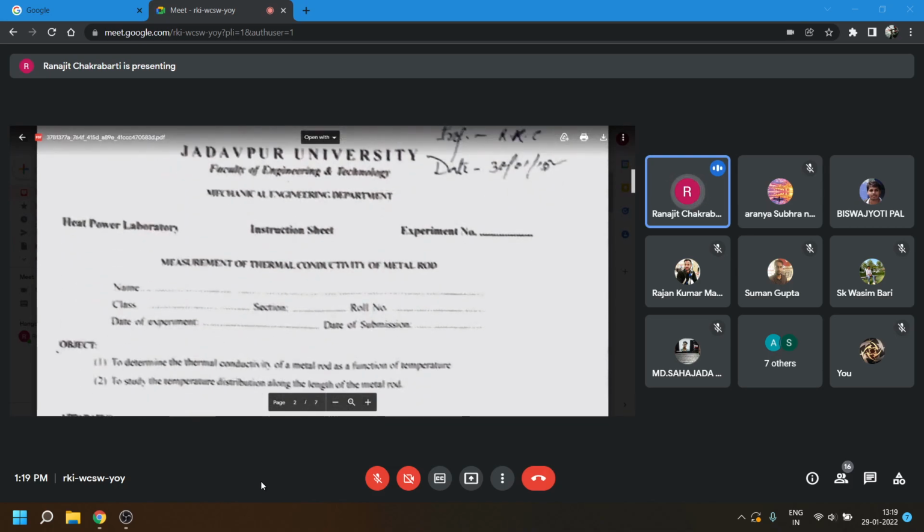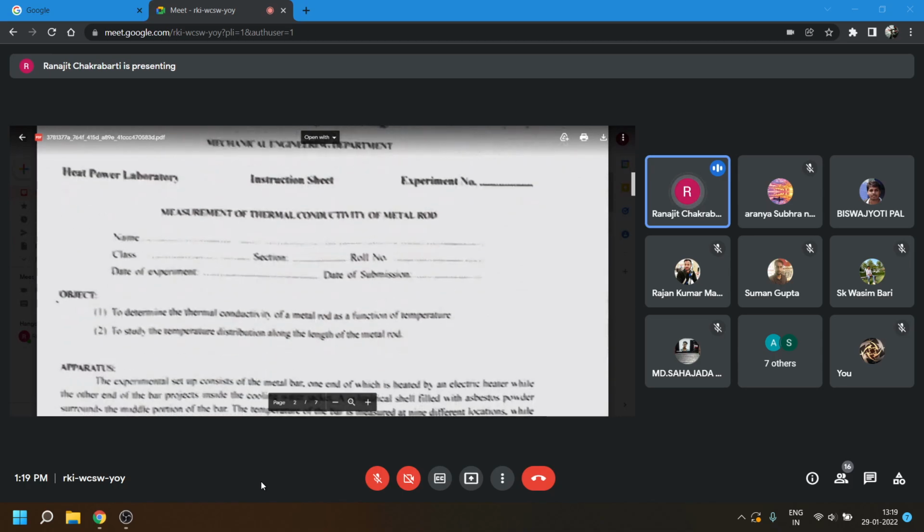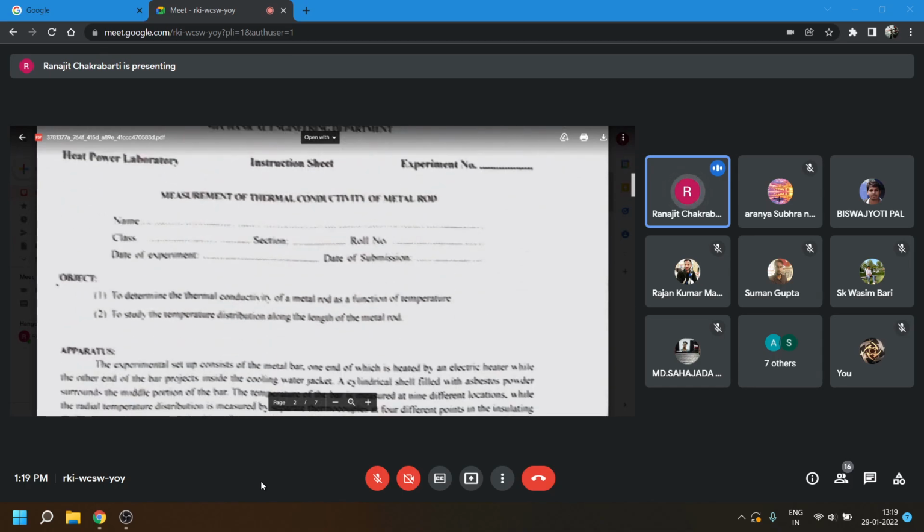Acha, today's experiment is on measurement of thermal conductivity of a metal rod. This is also another experiment on thermal conductivity. Last day's experiment was on insulating powder. How to measure the thermal conductivity of an insulating powder, that we showed you last day. Today we are showing you the measurement of thermal conductivity of a metal rod. The metal rod may be made of copper, steel, or anything. What is the process? That is what we are going to show you.